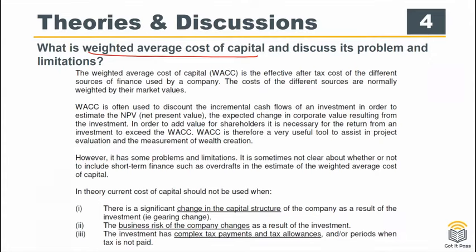The WACC is the effective after-tax cost of different sources of finance used by a company. So the keywords here are the after-tax cost of different sources of finance used by the company. The costs of the different sources are normally weighted by the market value. So the key point is the market value. Definitely, if the question asks you to use the book value, then you have to use the book value. But in a lot of cases, market value prevails.